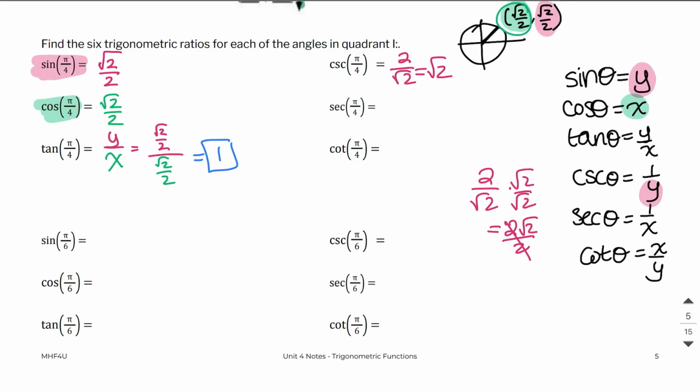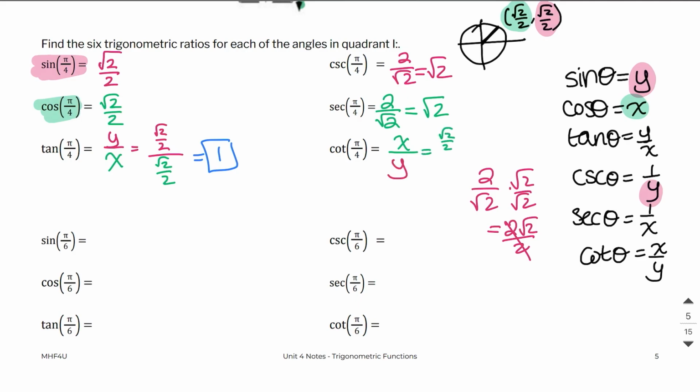And then secant is going to be 1 over the x, and so it would be the reciprocal of the x. And we just simplified that radical and rationalized the denominator to root 2. And then cotangent is always going to be x over y.